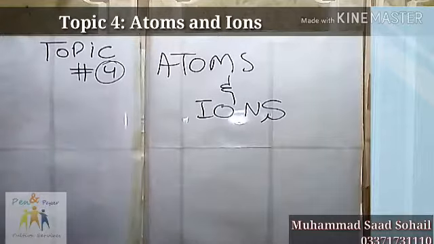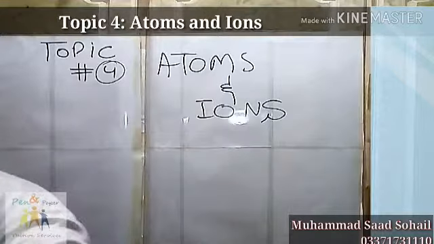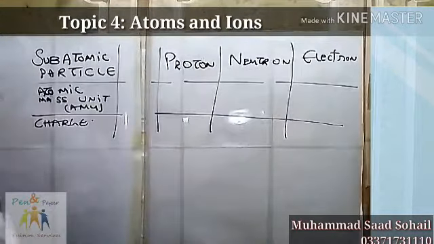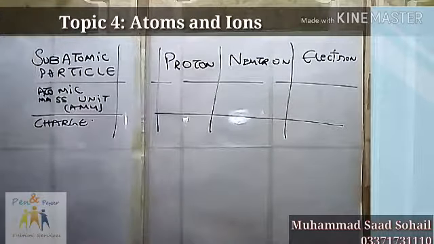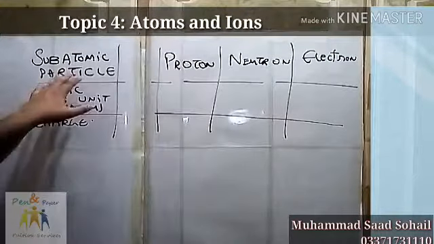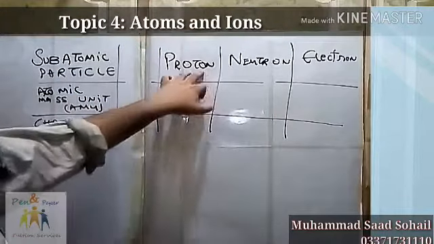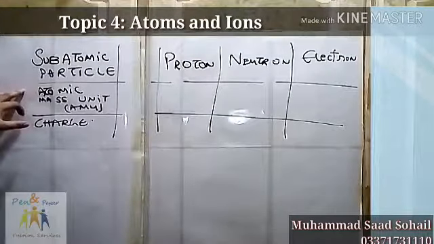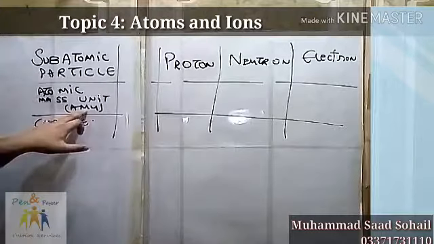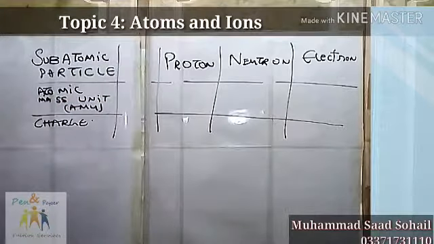So for that, you just primarily need to know one thing. Here I will draw a table. Now if you look at this table, this table basically shows there are three types of subatomic particles based on your course: protons, neutrons, and electrons. And then you need to know the atomic mass unit, which is primarily known as AMU, and you need to know the charge on each one of these three.